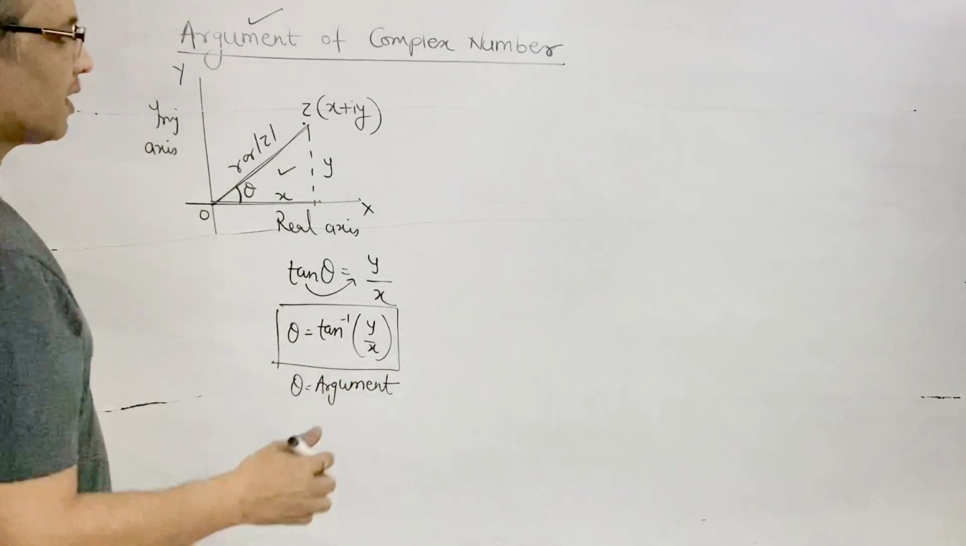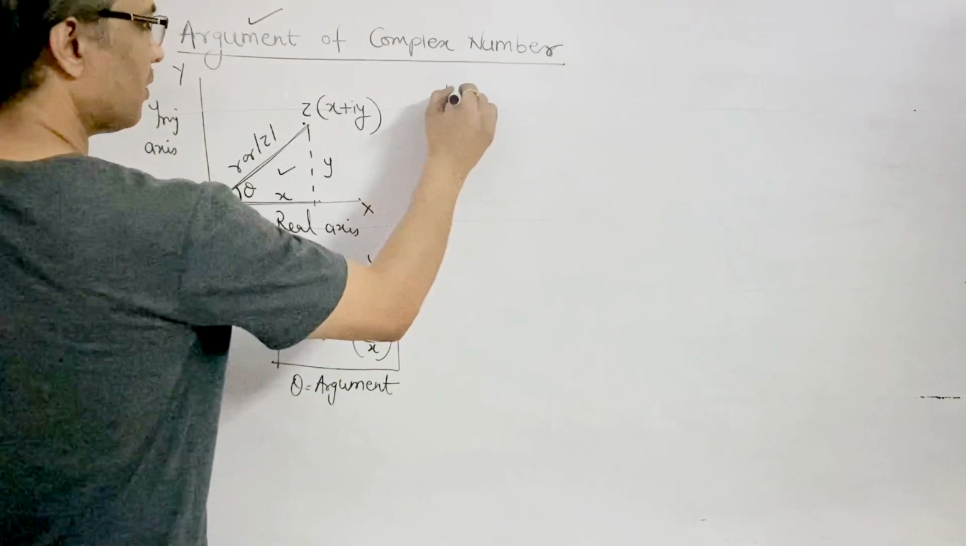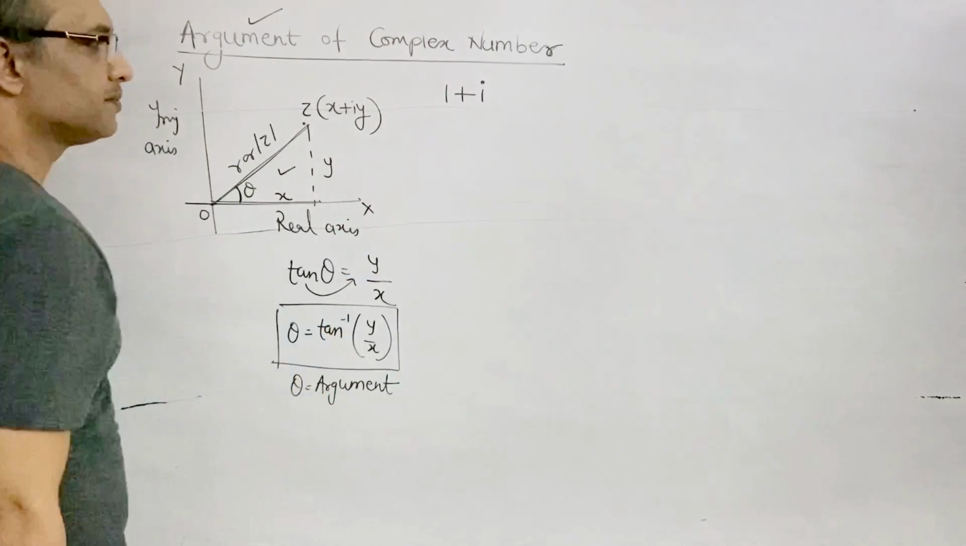Now let us take an example. Suppose we have a complex number 1 plus i.